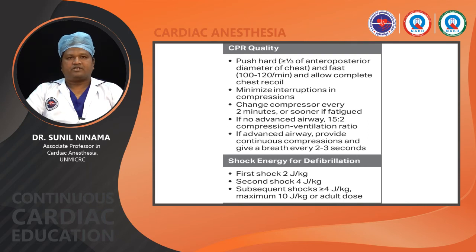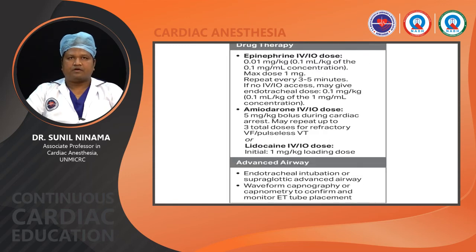For the pediatric patient, the shock energy for defibrillation is 2 joule per kg for the first shock, 4 joule per kg for the second, and subsequently more than 4 joule per kg, maximum 10 joule per kg or the adult dose. Drug therapy for the pediatric patient is the same: adrenaline, amiodarone and lignocaine. For advanced airway, use endotracheal intubation or a supraglottic airway, and waveform capnography or capnometry to monitor and confirm endotracheal tube placement.